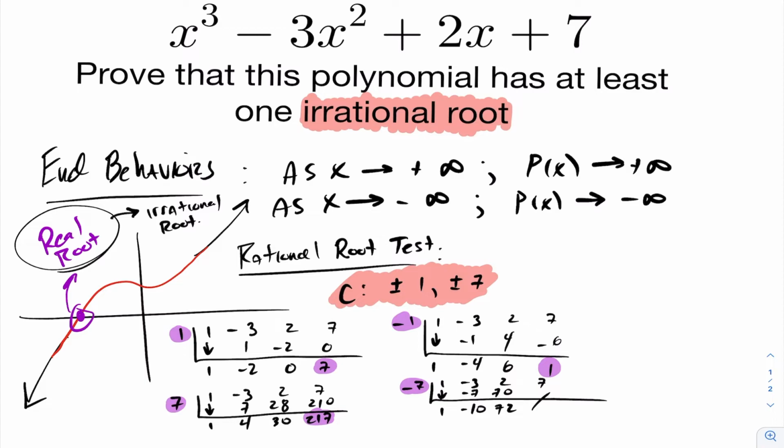Now, it could be the case the polynomial has more irrational roots. That's something we have to talk about later. But in terms of this example here, showing that it has at least one irrational root, just applying your end behaviors and your rational root test will do the trick.